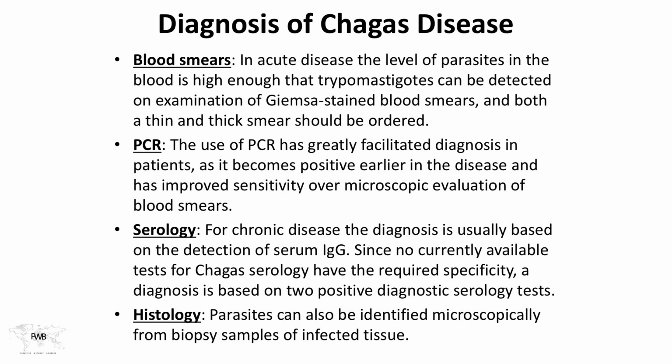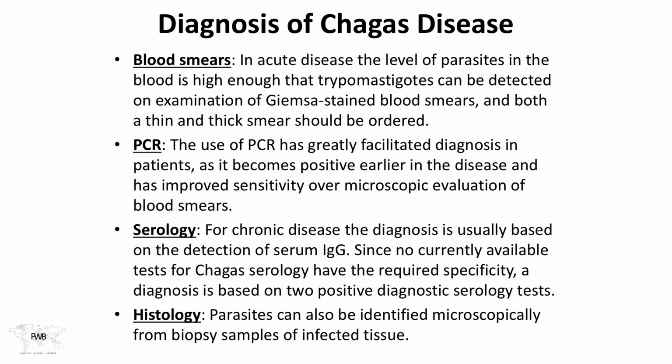But what about diagnosis? In acute disease, the level of parasites is often high enough that the parasites can actually be detected on peripheral blood smears. This would be much like malaria, where we're going to order a thick and a thin blood smear. PCR, the nucleic acid amplification testing, has greatly improved our ability to make this diagnosis, and it has greater sensitivity over the microscopic evaluation.